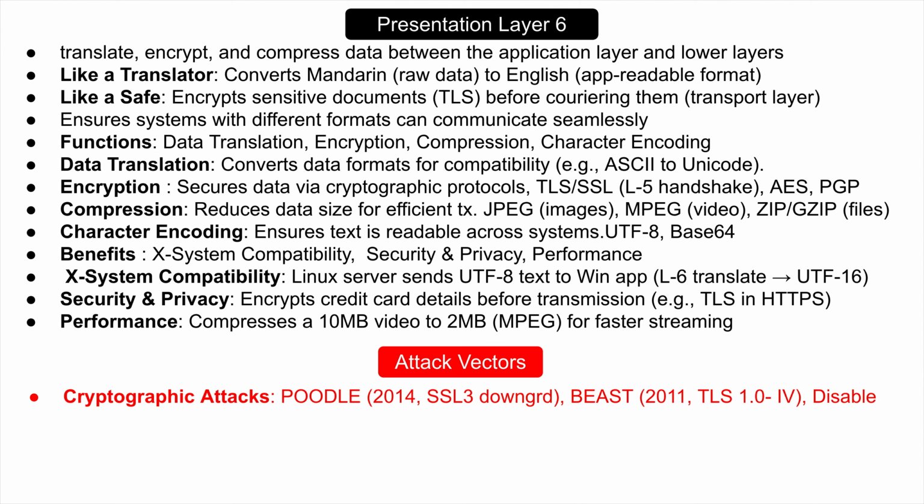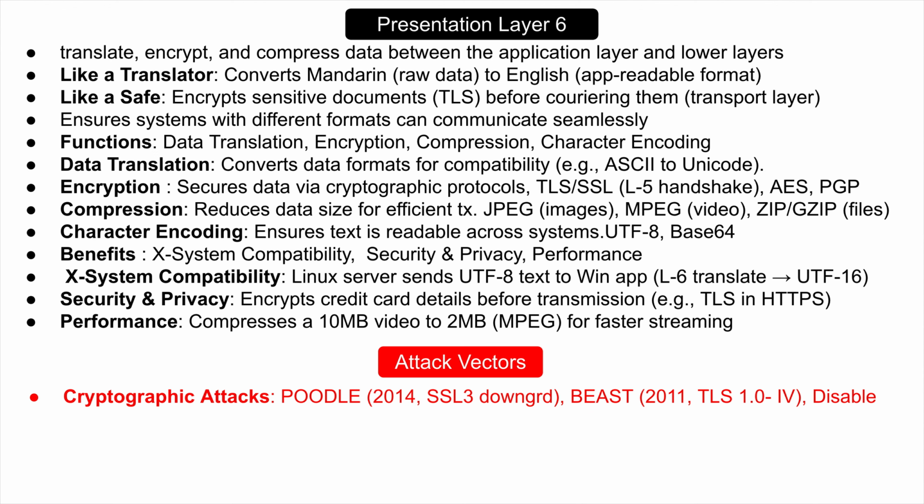Now there are certain attack vectors related to the presentation layer, and they include certain cryptographic attacks. For example, the POODLE attack, which stands for Padding Oracle On Downgraded Legacy Encryption. This exploit was found in 2014, in which the browser was forced to use a downgraded version of encryption. For example, instead of using TLS, the encryption is downgraded to SSL 3.